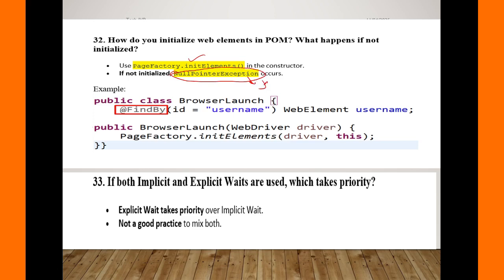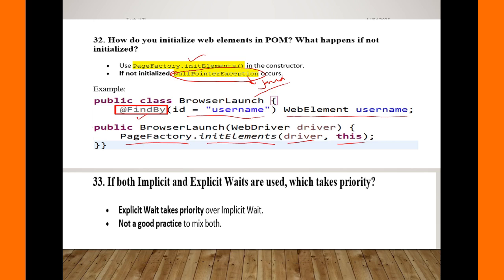And this exception is in Java. This is not a Selenium exception. This is a Java exception. Okay, for example guys, see here. For example, we have created a class BrowserLaunch, and we can use the annotation @FindBy. Okay, and in the FindBy we have to provide our locator name and then the web element username. Okay, and then in the next method, what we can do, we can use the PageFactory class and initialize elements with driver, and this means for the same class.